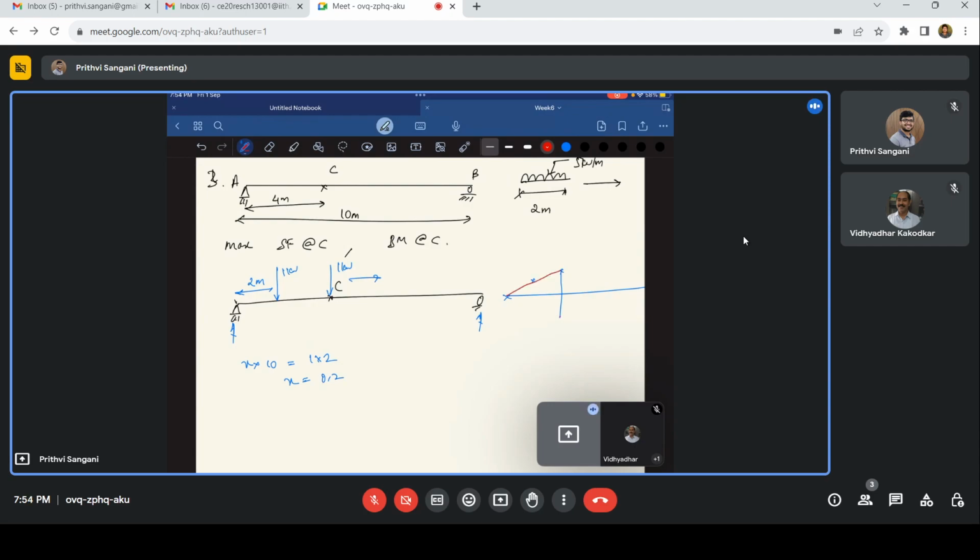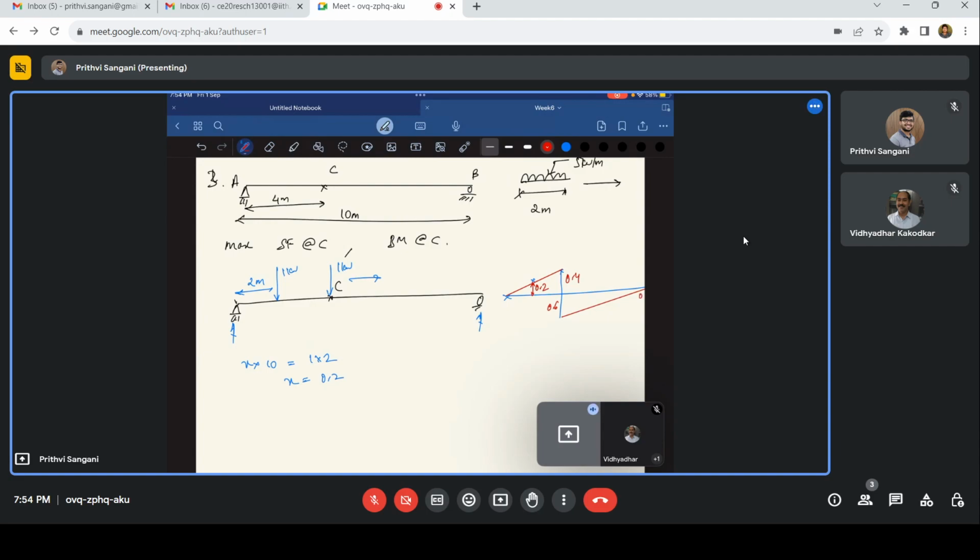So this is something like this. It looks like this. So this is 0.4. This is 0.2. This is 0.6, and this is 0.